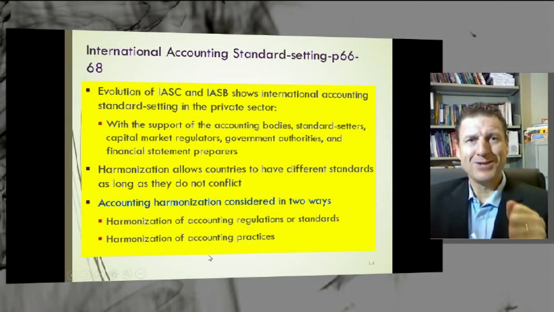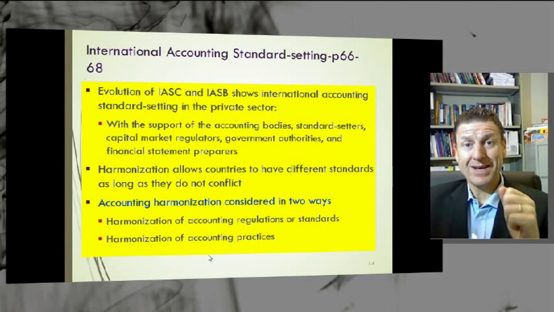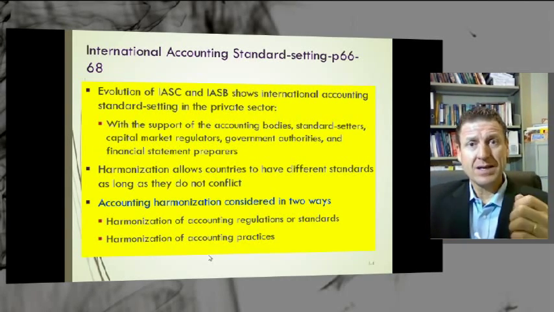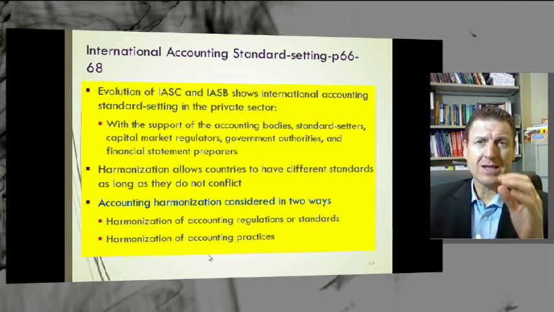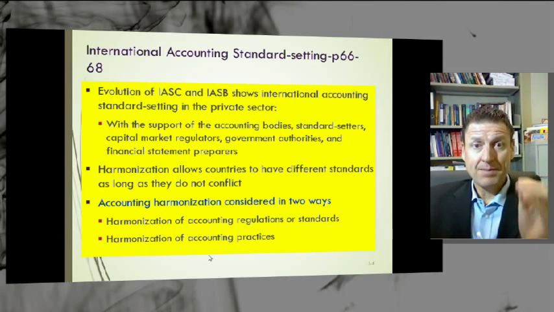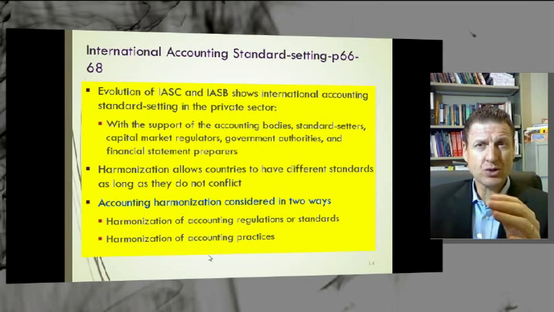So the evolution of the IASB and the IASC shows international accounting standard setting in the private sector. It actually tells the story. Basically, there's a lot of convergence happening with the support of accounting bodies, standard setters, capital market regulators, government authorities, and financial statement preparers. I guess the big point here is that there are a lot of stakeholders involved, so convergence cannot happen overnight. But before we talk about the actual history of convergence, harmonization aspects.